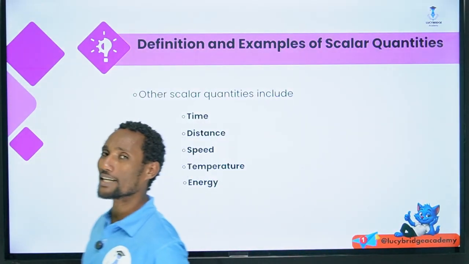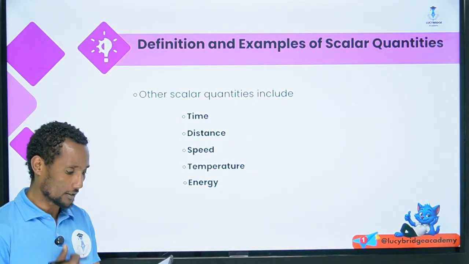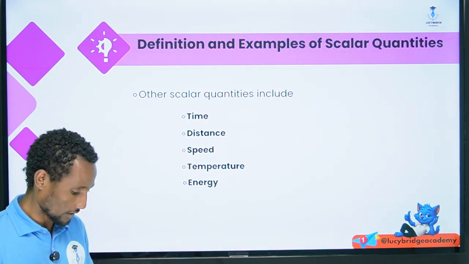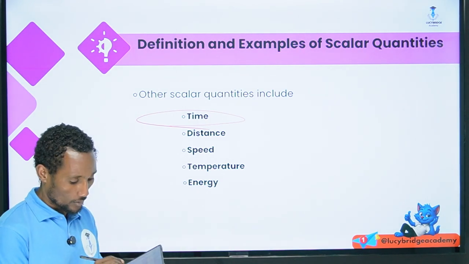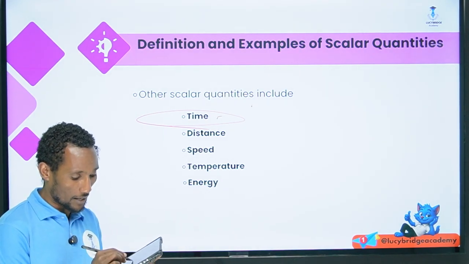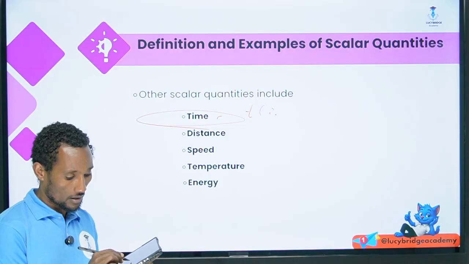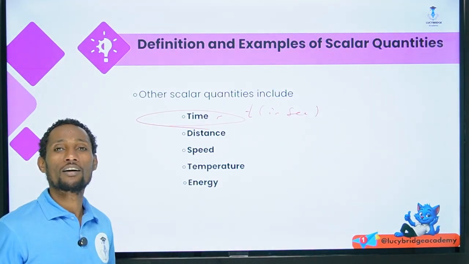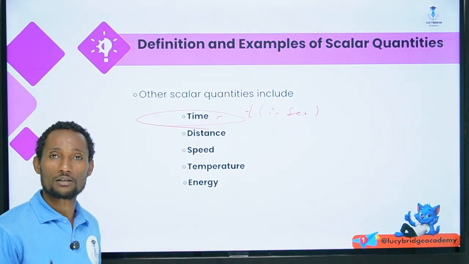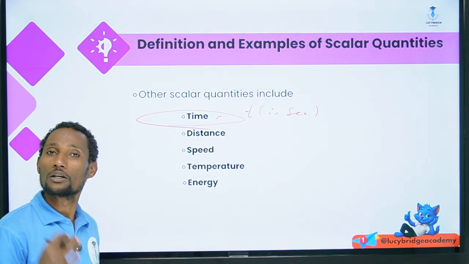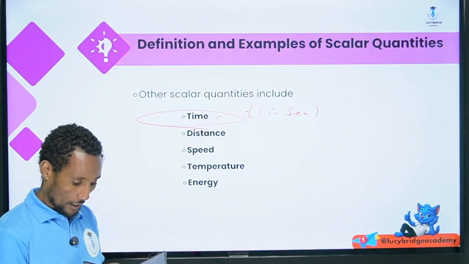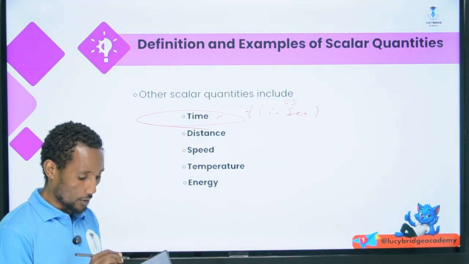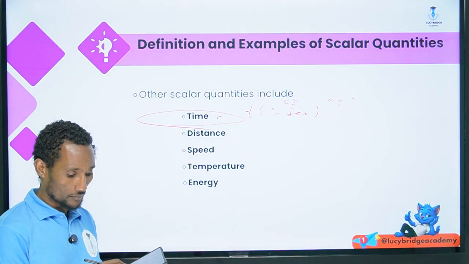So by having this, let's give some common examples of the scalar quantities, such as what? Time, which is a scalar quantity. With time, like the time t in second, or other non-SI units like minute, hour, day, week, month, year. Okay? The second is the SI unit, whereas these are non-SI units.